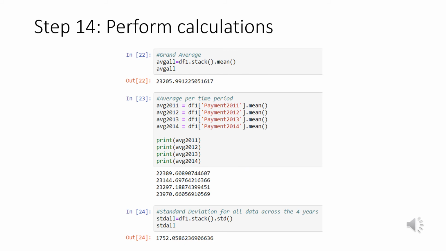We are now ready to perform some calculations. We begin by determining the grand average from using the data frame that we just created. And then we look for the average payment per time period. And lastly, we look for the standard deviation for all the data across the 4 years.